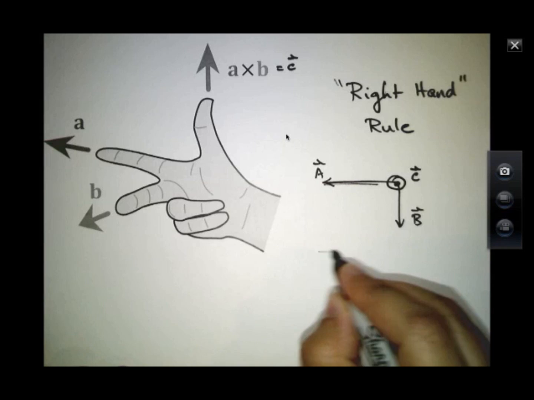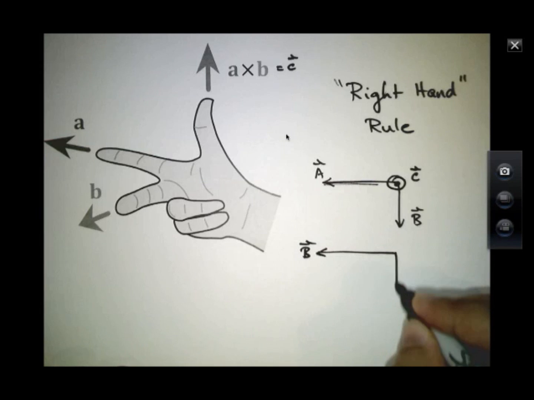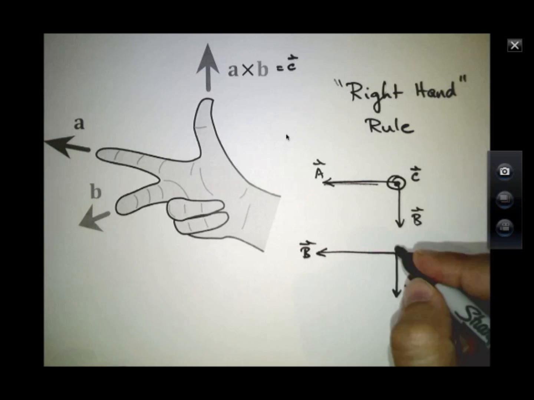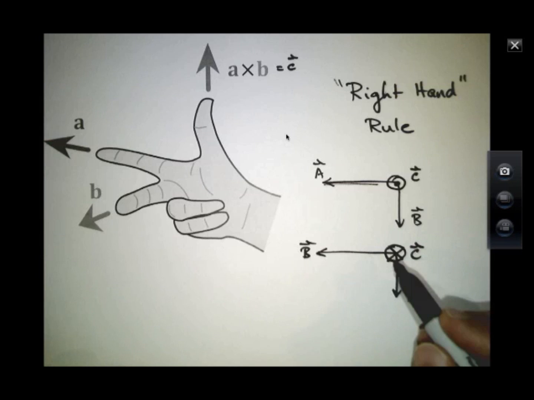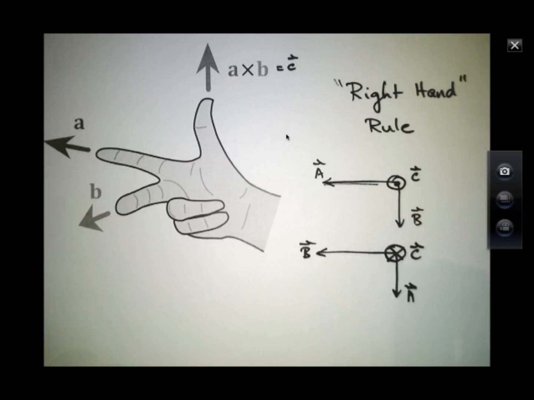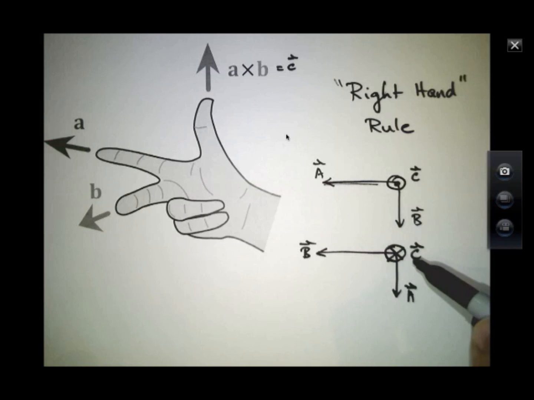On the other hand, if this was B, and that was A, where would C point? Well, by the right-hand rule, C would point straight into the paper. So this is when we draw a circle with a little X through it. This is the opposite of seeing the tip of the vector for the rocket. This is like seeing the tail, and it's heading away from us.